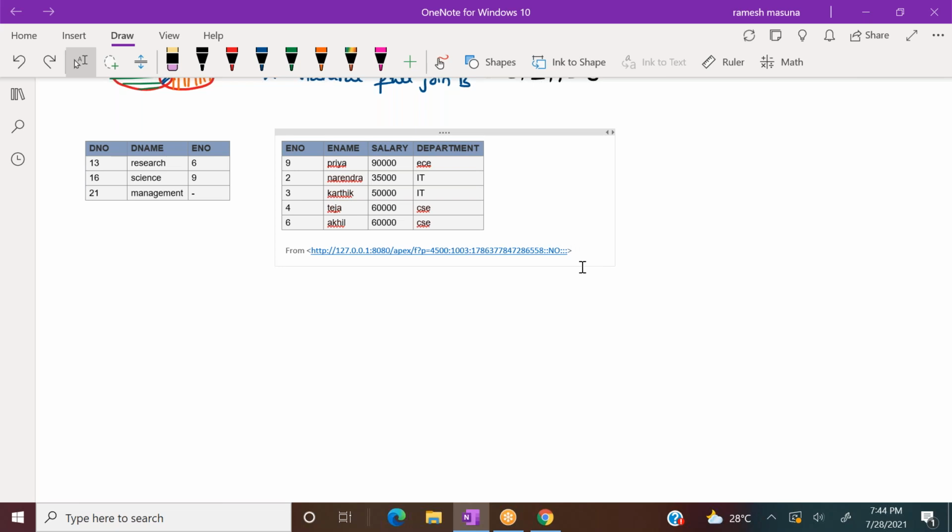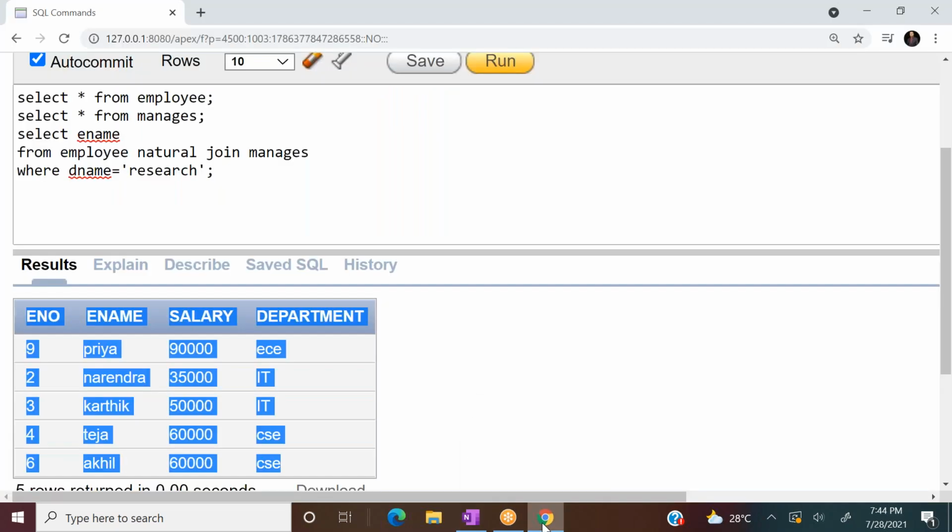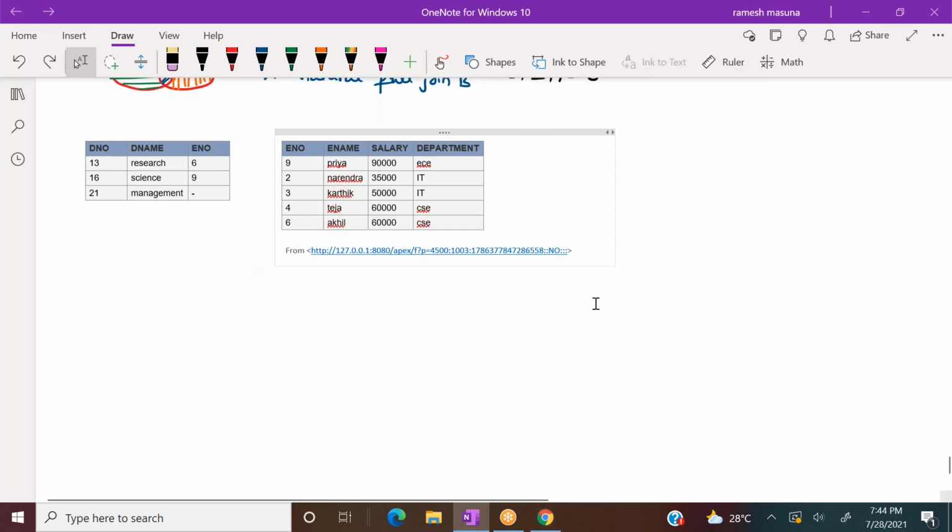How many employees are there? Priya, Narendra, Karthik, Teja. Okay, only 5 employees. So just let me check. 1, 2, 3, 4, 5. Yeah, 5 employees. Okay.